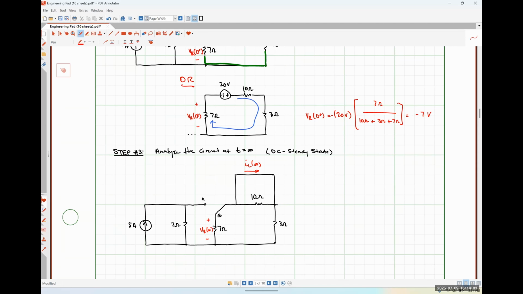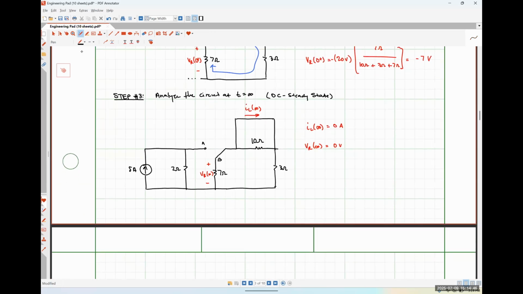And again, because our 5 amp source is essentially disconnected from our RL network on the right, we should see by inspection that IL at infinity is 0 amps and VR at infinity is 0 volts. So we could have completely and utterly skipped this step and it wouldn't have impacted anything, simply because if we look back at our original equation, we're not asked for any information at t is equal to infinity. So this step will make way more sense on Friday.